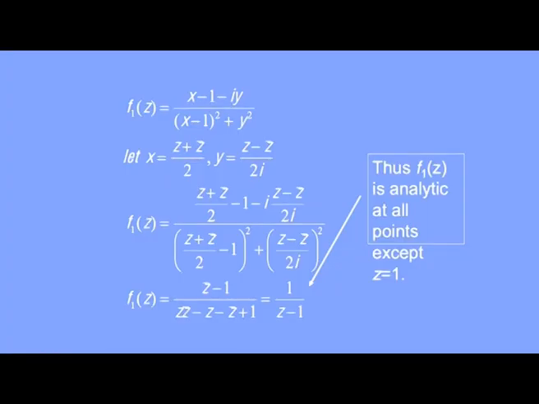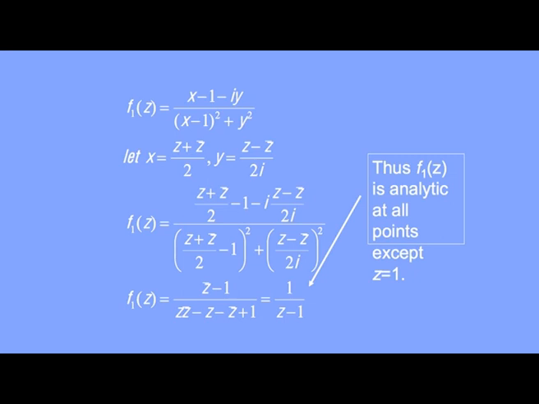Suppose you have a function f1 of z equal to x minus 1 minus iy by x minus 1 the whole square plus y square. So, here what you have to do? You have to substitute x as z plus z bar by 2 and y is equal to z minus z bar by 2i. How did you get those 2 points?